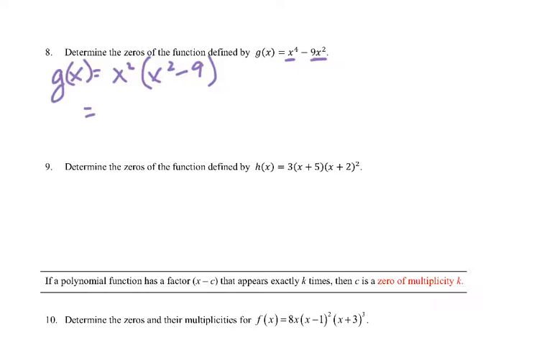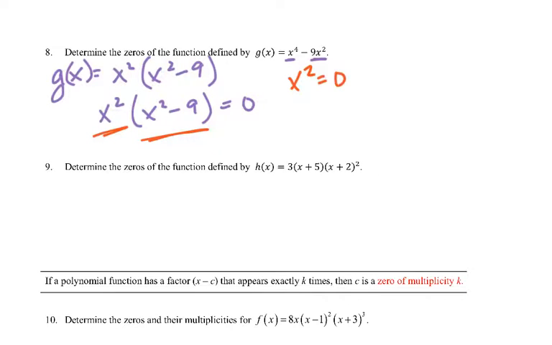So to find the zeros, I'm going to take the function and set it equal to 0, which means I need to test each of the factors and set each of the factors equal to 0. x squared equals 0. I'm setting the other factor, x squared minus 9, equal to 0. And we're going to solve each of these. Now, taking the square root of this side, I take plus or minus on both sides, and I get x equals plus or minus 0, which doesn't make sense. It's just equal to 0.